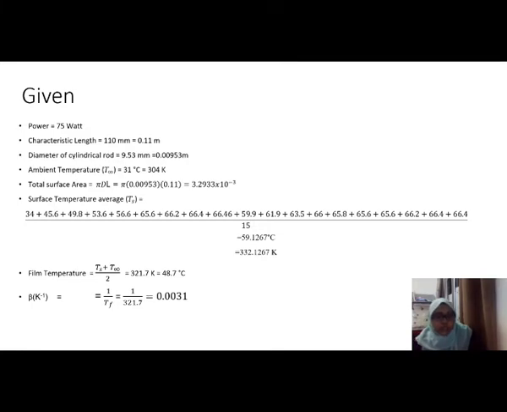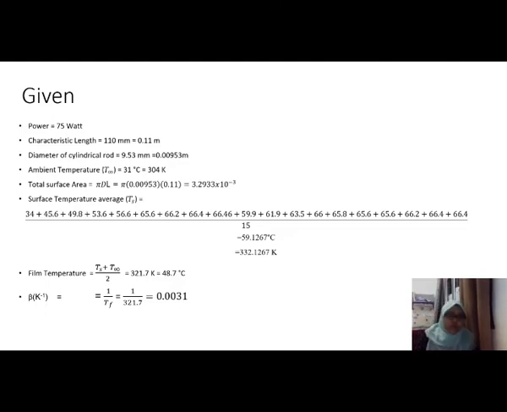And after that, we need to calculate the average surface temperature by adding all the values of surface temperature, dividing by the total number of data we take, and converting it to Kelvin. So the total is 332.167 Kelvin. And after that, we need to calculate the apparent temperature by adding the surface temperature with the ambient temperature and dividing by 2, which gives 321.7 Kelvin, or in Celsius, 48.7.